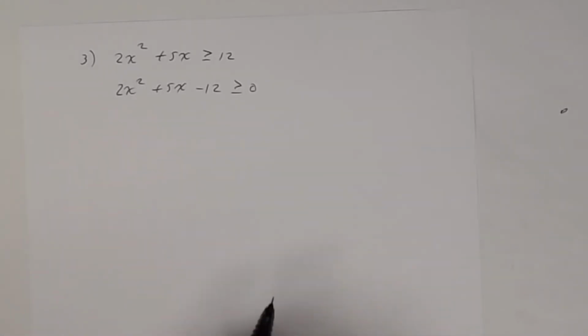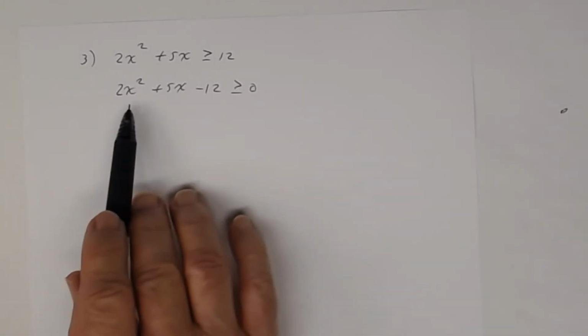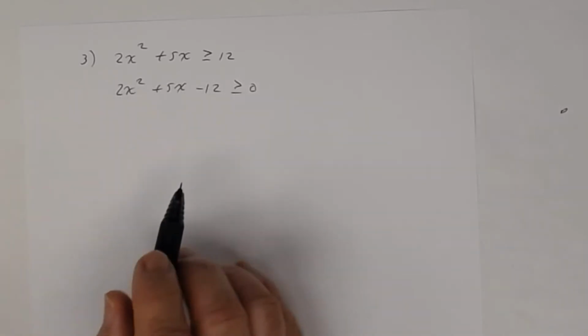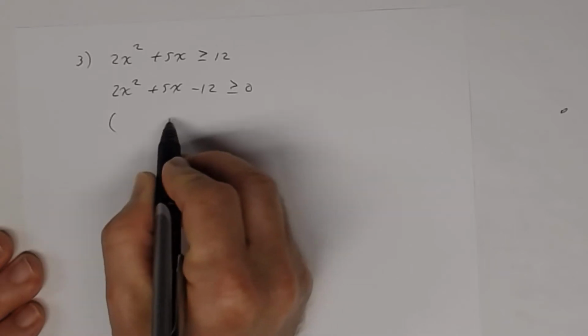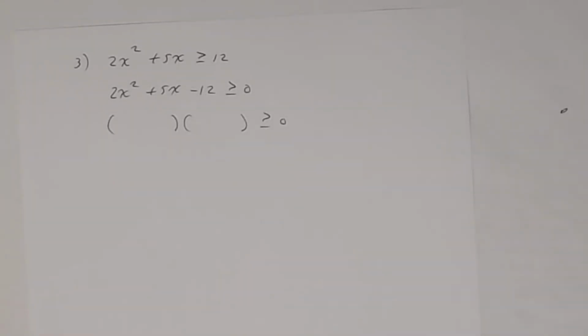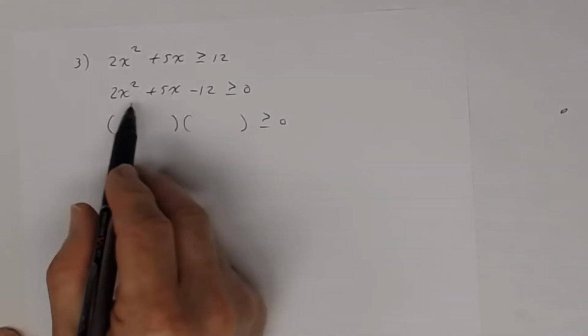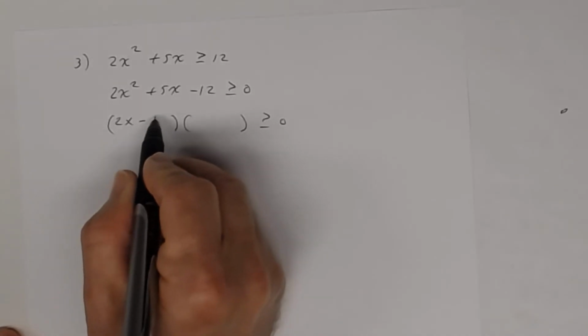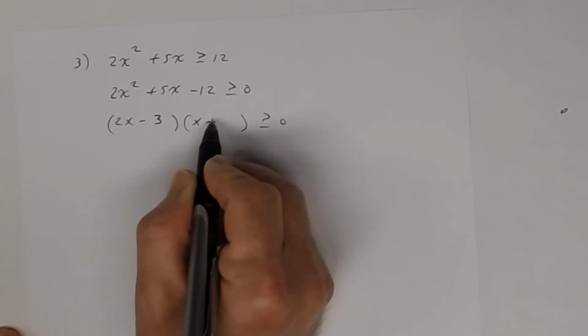Okay? All right. Then the next step is to factor this quadratic part here. So we're going to go ahead and factor this as 2 binomials. It's always going to be factorable. The ones you have will be factorable. All right, so we're going to factor this. So this factors as 2x minus 3 times x plus 4.